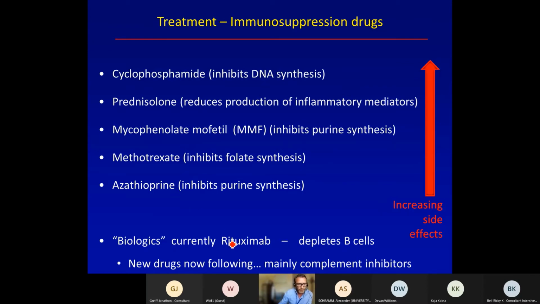A number of drugs are being developed as we speak, and these are mainly inhibitors of complement components. I think the next big thing therapeutically for inflammatory disease is going to be these complement inhibitors, which we're starting to use in a number of different conditions now.